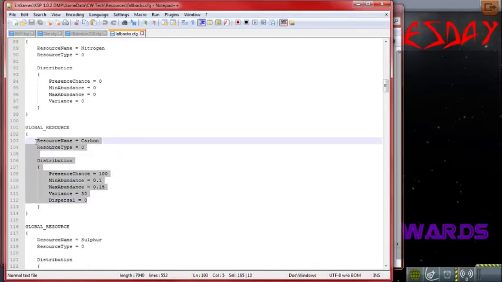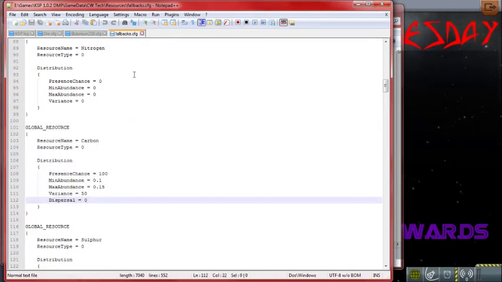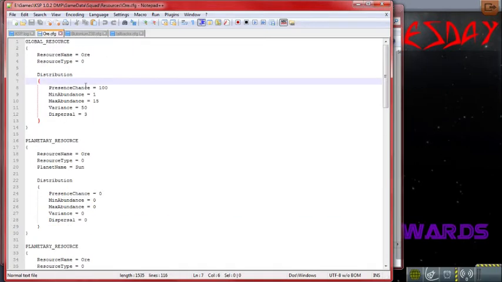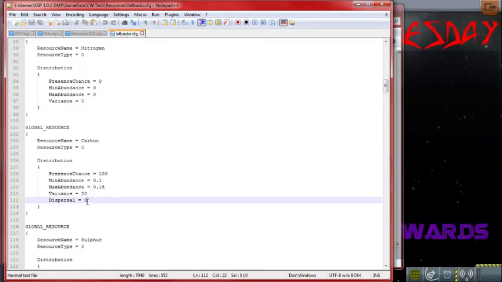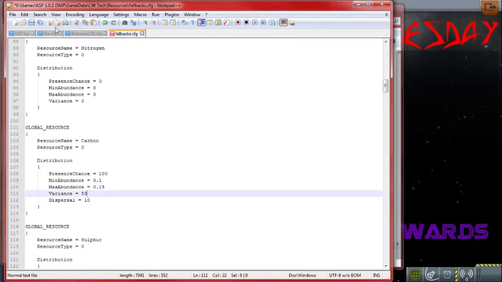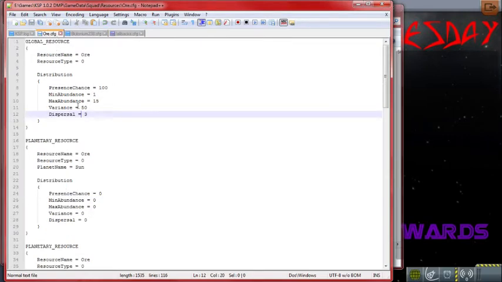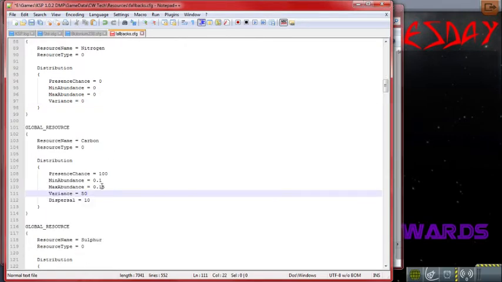Because all we're going to do is define a global resource for it, give it the correct values. So what was the default one for ore? Dispersal of 3. Let's try 10. What was the variance for it? 50? Yeah, we'll leave that.